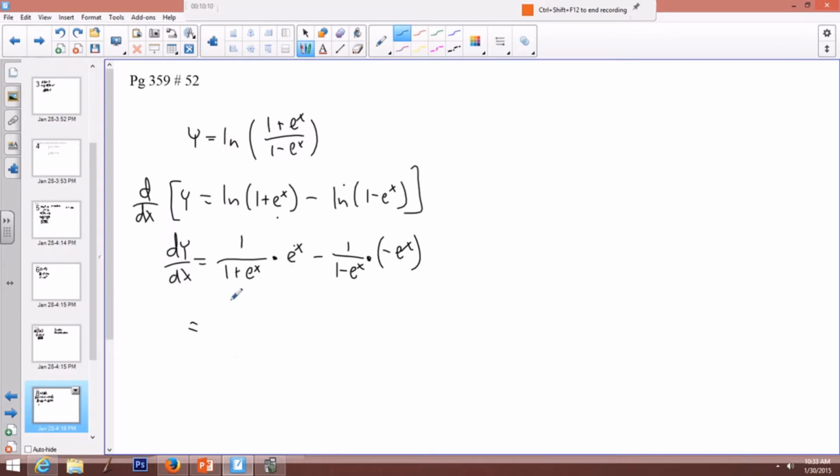1 times e to the x is going to be e to the x, and that's over 1 plus e to the x. And then minus a negative is going to be a positive, and then we'll say it's e to the x over 1 minus e to the x. Now, we could simplify this a little bit and find a common denominator and make it one fraction, but that's not necessary for our particular problems here. So we'll leave that as our final answer.